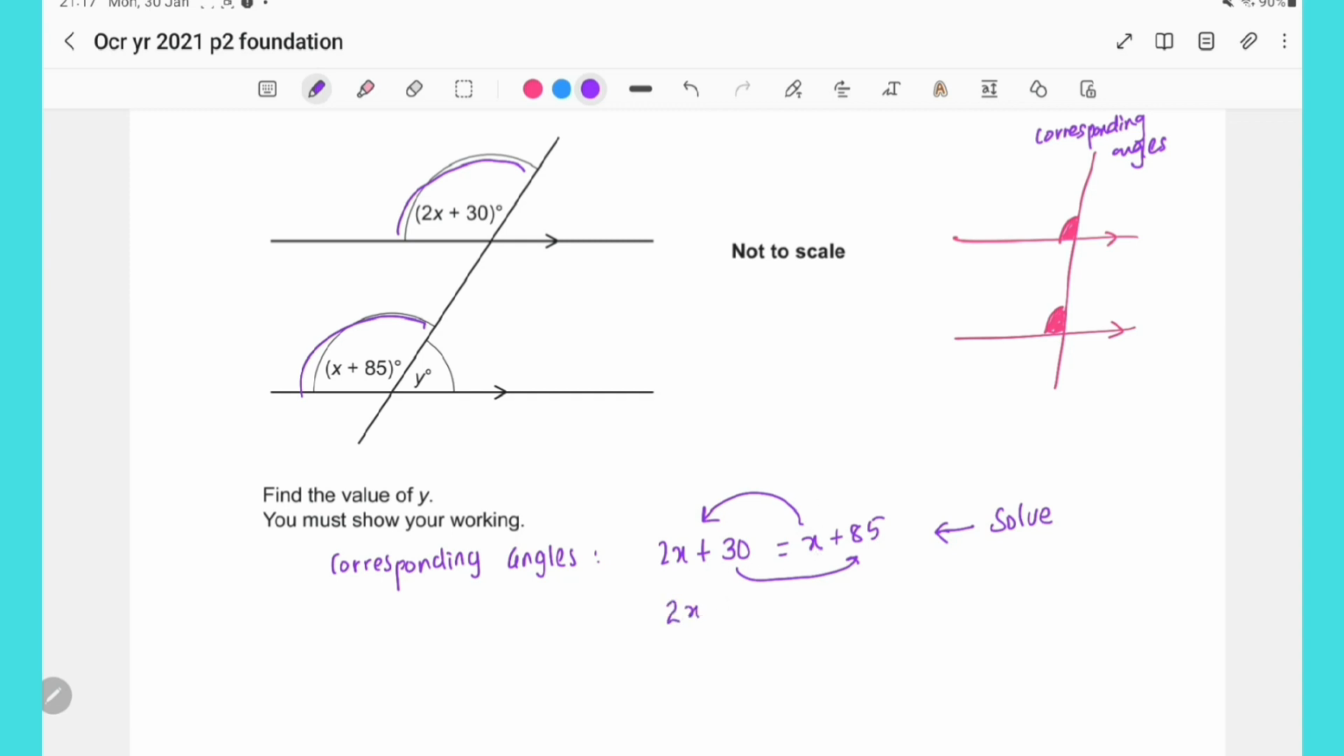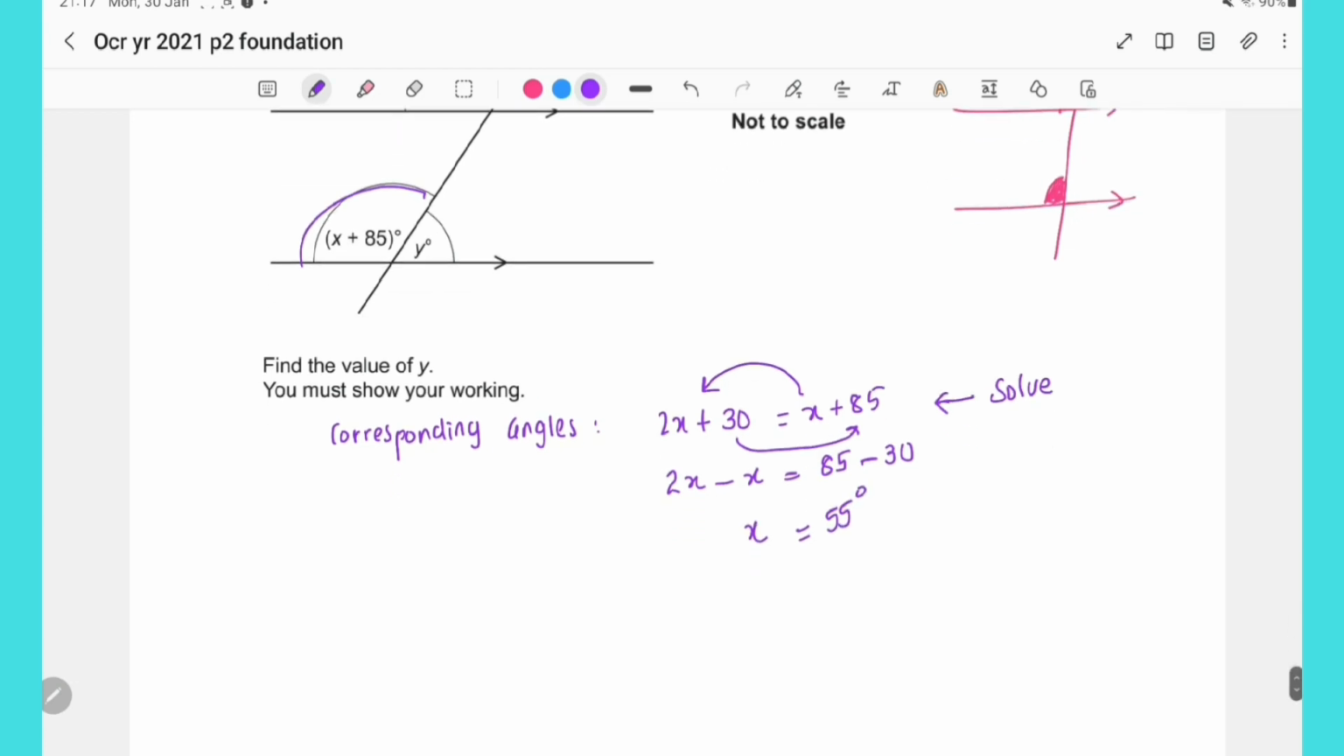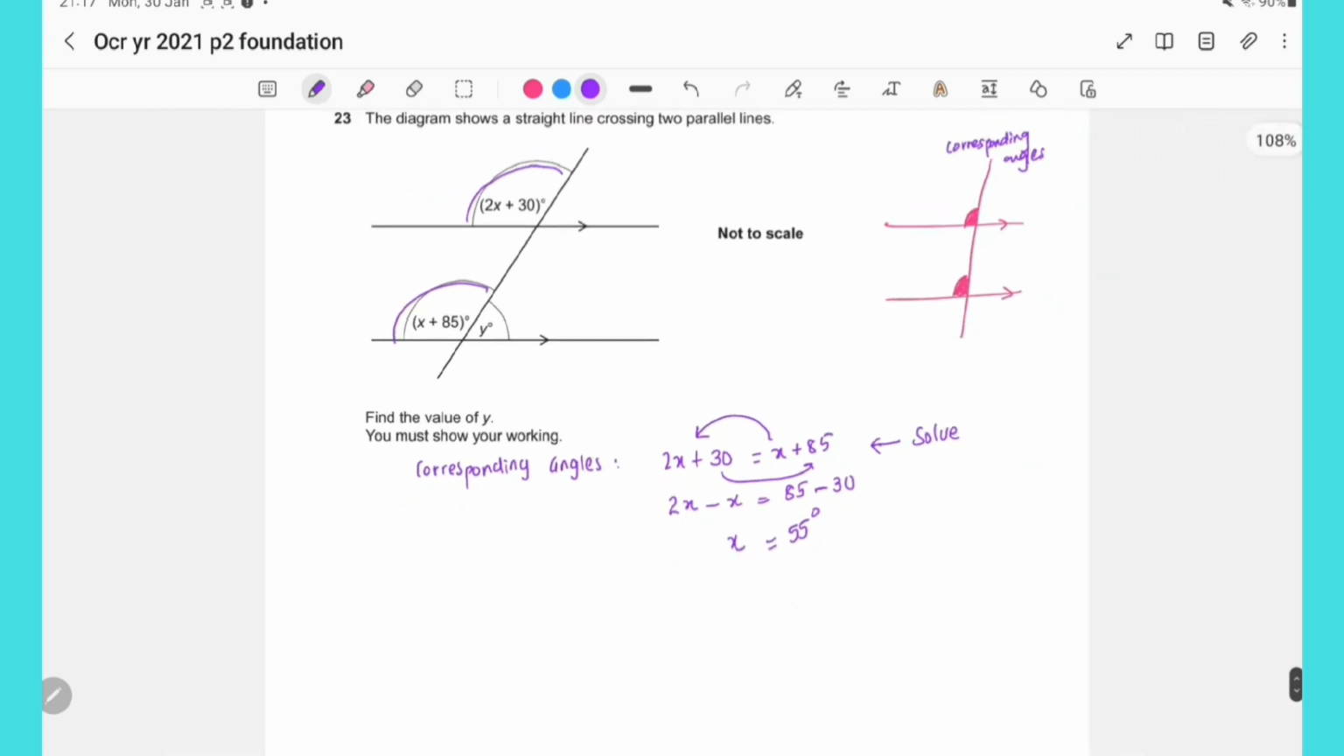Whenever I'm sending x to the other side, I need to change the sign. So it would be negative x. On this side, I already have 85. I need to send positive 30, so it would be negative 30 on the other side. So that would give me x to be 55 degrees. Find the value of y. So it is y that I need to find.